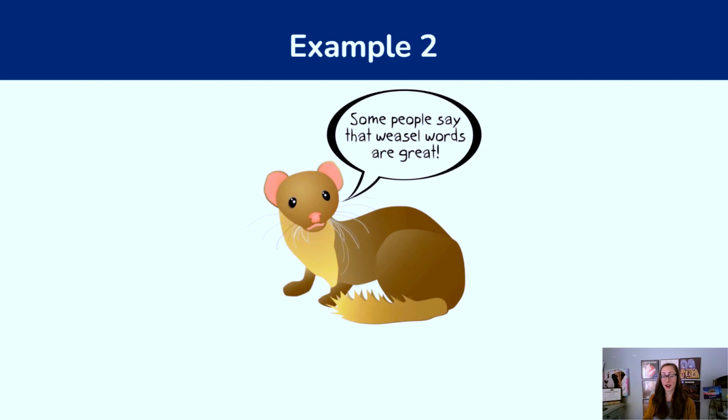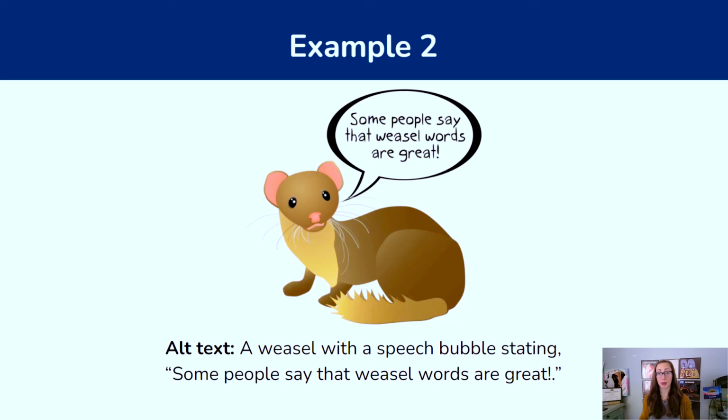Example 2, another weird one. Note that there is text on this image, but it's pretty short. Definitely less than 125 characters. So for this, I might write alt text such as a weasel with a speech bubble stating, "Some people say that weasel words are great." Now, if I could edit this down, I might remove the part that says with a speech bubble. But again, alt text is exactly what you need it to be. Try to keep it based on those 5 rules that I stated before, and this is still less than 125 characters.